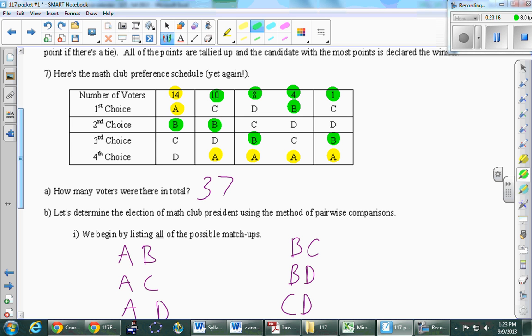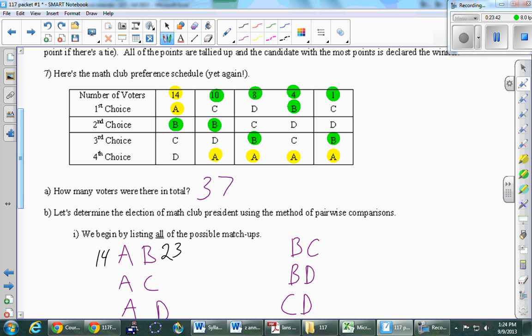So if we look at the top now, we can start counting. Everybody counts someplace. How many people prefer A? 14. And then if you add all of those green numbers there, it's 23. Add all those green numbers, we get 23. And as a check, what do you get when you add 14 and 23? 37.